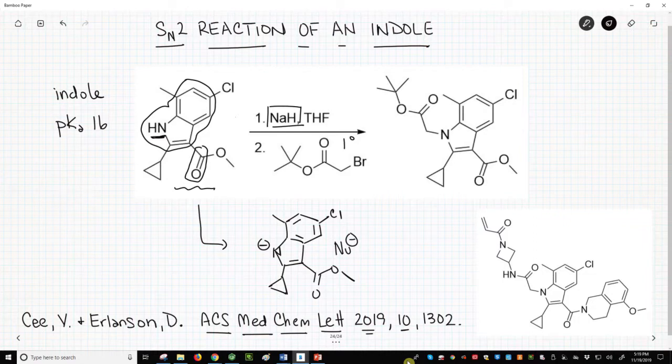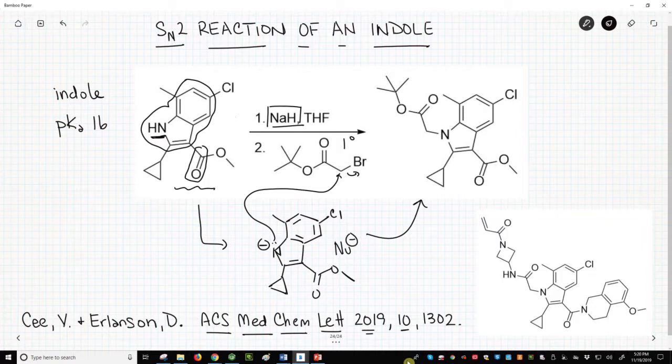The halide in this case is primary. There's no question about whether we can have an E2 reaction competing, because this halide doesn't even have a beta hydrogen. It's an SN2 all the way. The nucleophile attacks, kicks out the bromide, and forms our expected product.